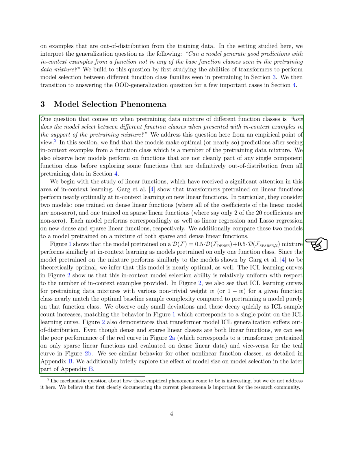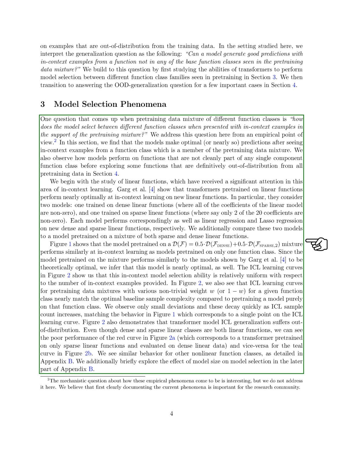We started our investigation with linear functions, which have been the focus of much attention in this area of in-context learning. We found that transformers pre-trained on linear functions perform almost optimally when learning in context on new linear functions. We considered two models, one trained on dense linear functions, where all the coefficients of the linear model are non-zero, and one trained on sparse linear functions, where only 2 out of 20 coefficients are non-zero. Each model performs as well as linear regression and lasso regression on new dense and sparse linear functions, respectively.